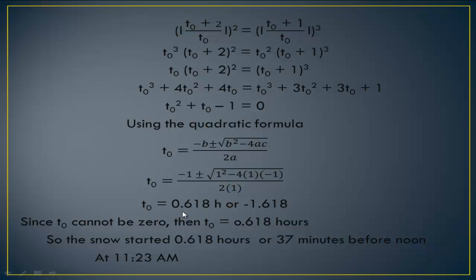approximately 0.618 hours or negative 1.618 hours. But since t sub 0 cannot be negative, t sub 0 equals 0.618 hours. So the snow started 0.618 hours, or approximately 37 minutes, before noon, at 11:23 a.m.